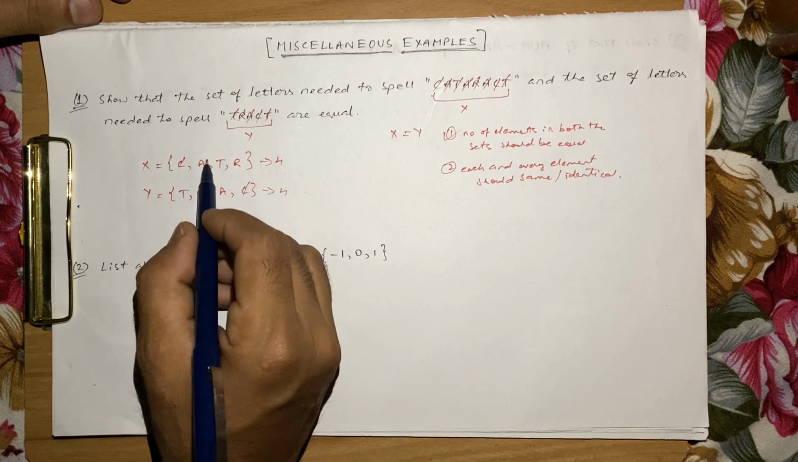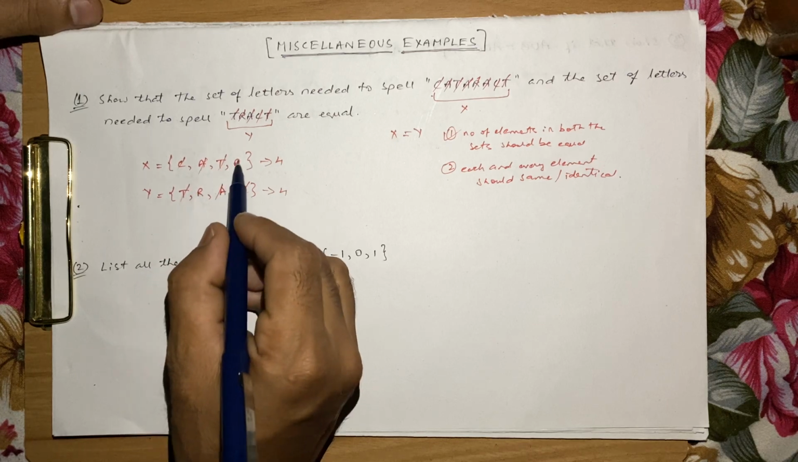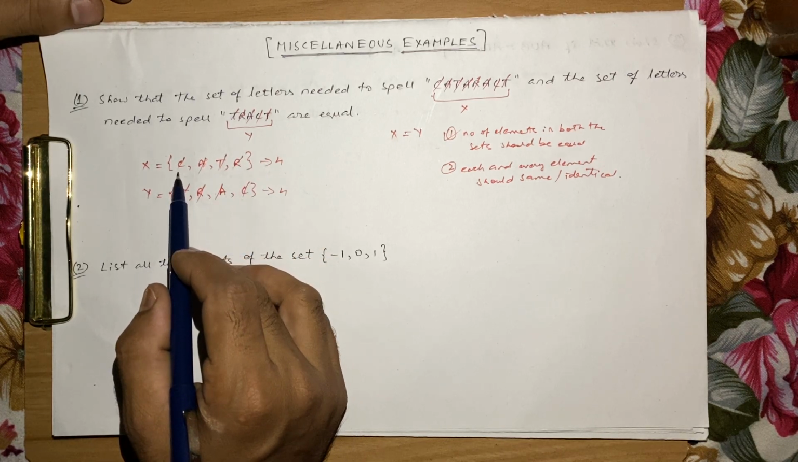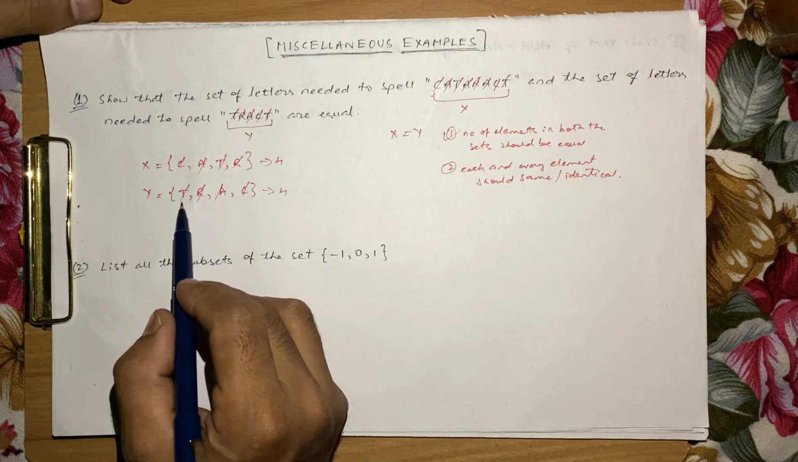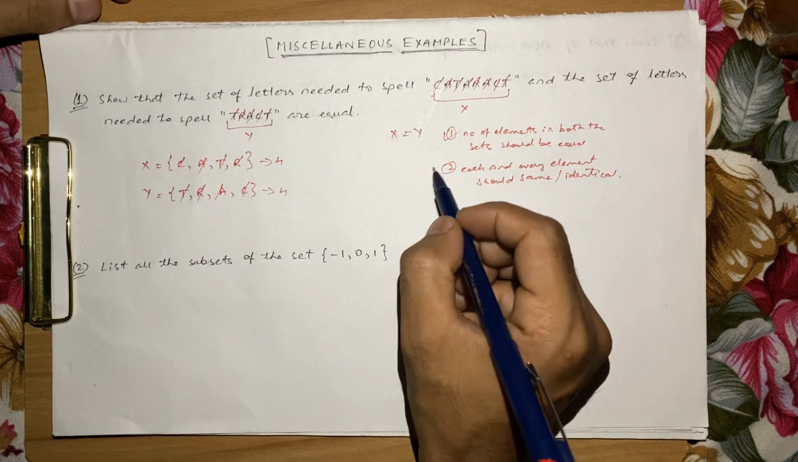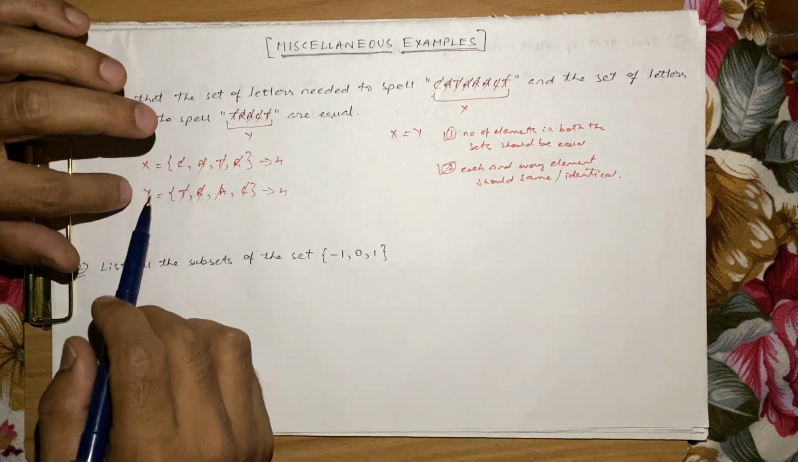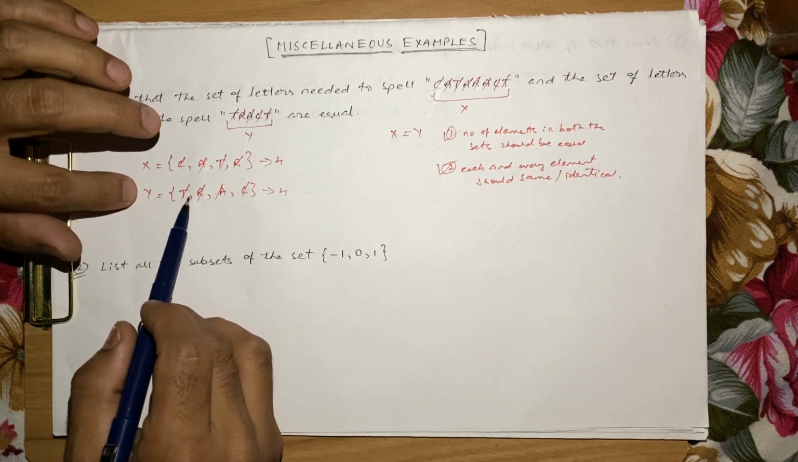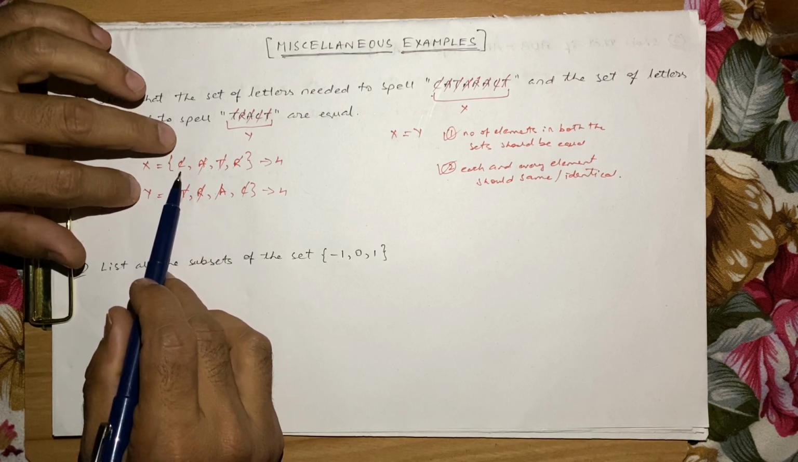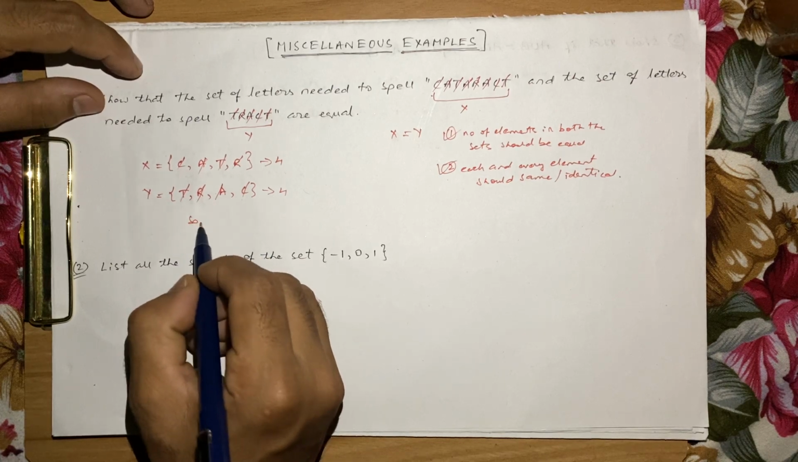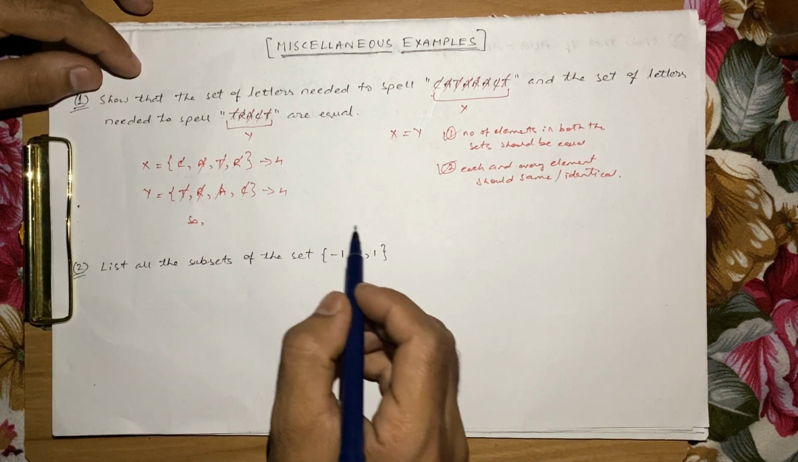Now let's check if each and every element of both the sets are the same or not. C, there is a C. A, there is an A. T, there is a T. R, there is an R. So all the 4 elements present in the set X are the same as all the elements present in the set Y. So the second condition is also fulfilled. Or you can say the other way around, each and every element present in the set Y is the same as the elements present in the set X.